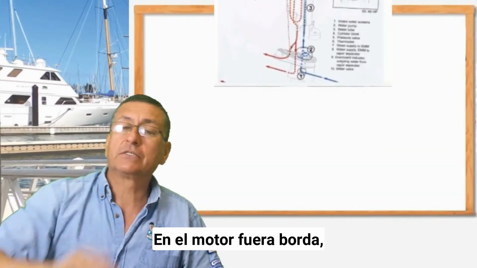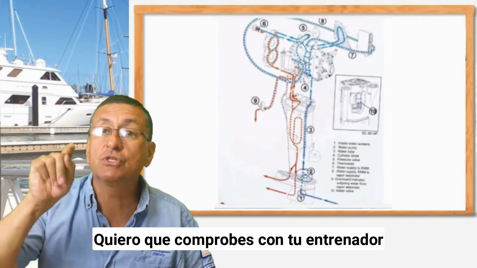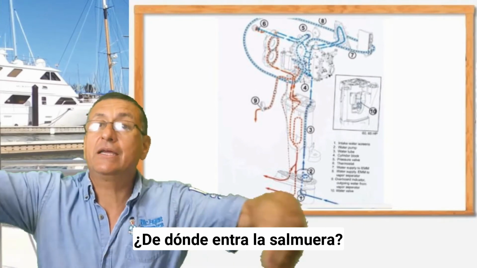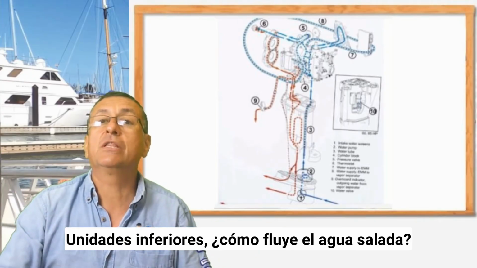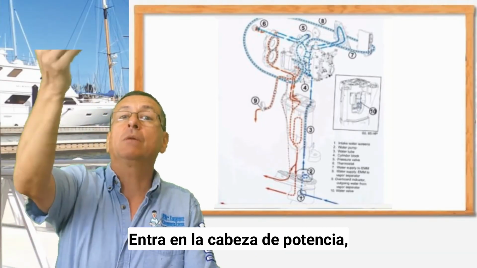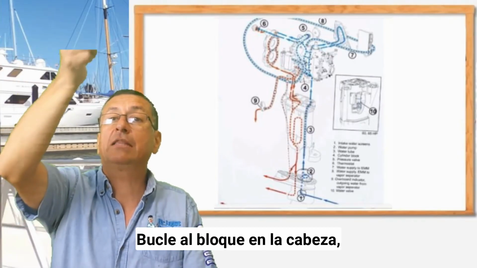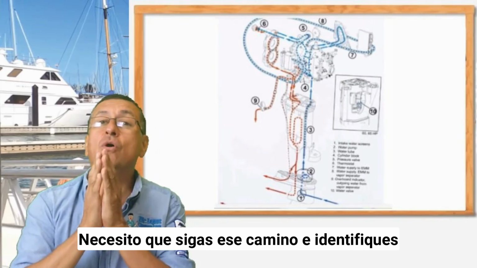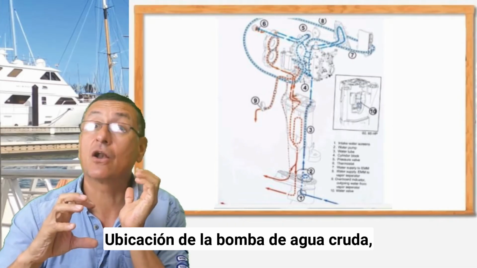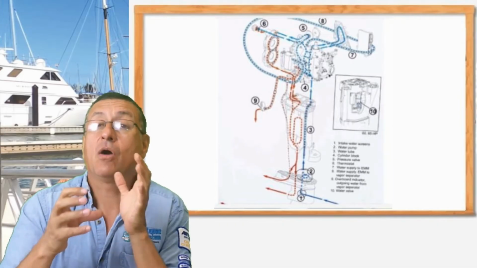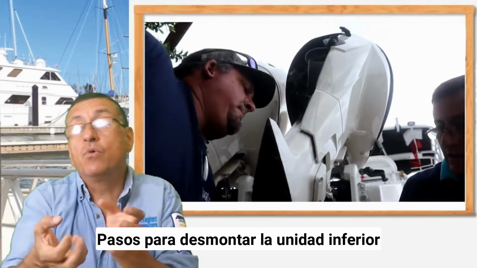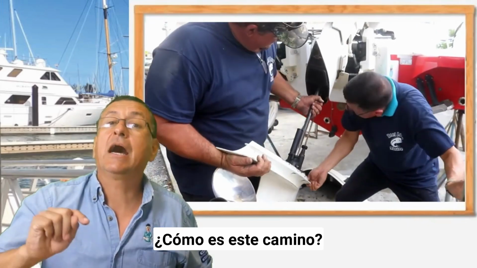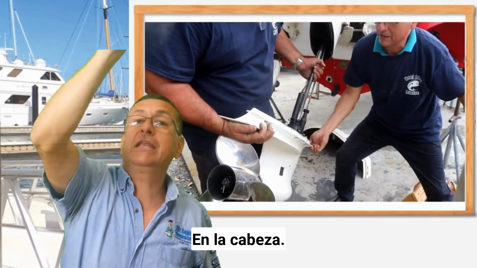And in outboards, I want you to check with your instructor how the path of the salt water works. Where does the salt water enter the lower unit, how does it go up into the power head, circulate through the block and the head, and return again through the propeller outside? I need you to follow that path, identify where the raw water pump is located, how the process is to remove the lower unit and repair the raw water pump, and how the path of the raw water is in the head.